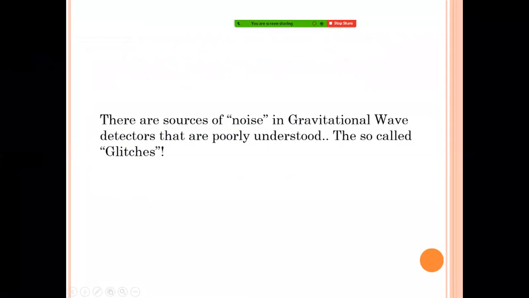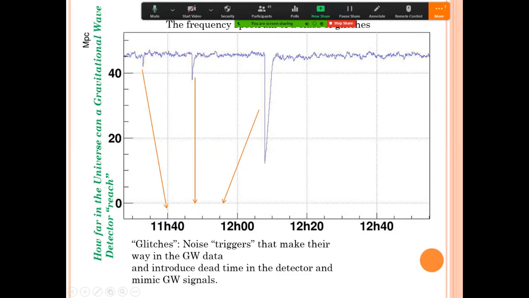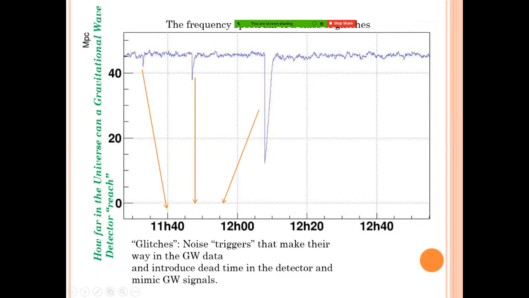These are the glitches. I go back to the original plot, and you will see that as we have the reach of the detector, how far in the universe it can see, as we discussed before, there are some noise triggers, as we call them, that worsen our sensitivity, and thus they make our detector unable to detect gravitational waves. These might be earthquakes, these might be the wind blowing, and we can disentangle them, actually.